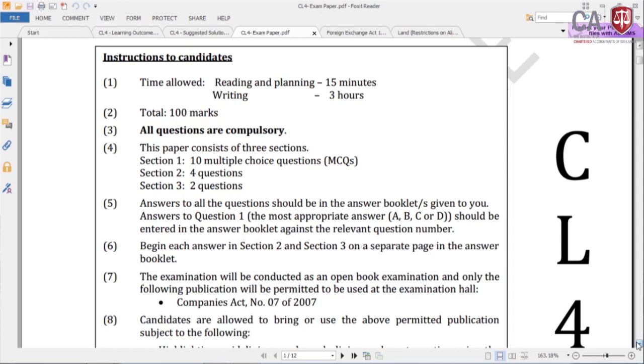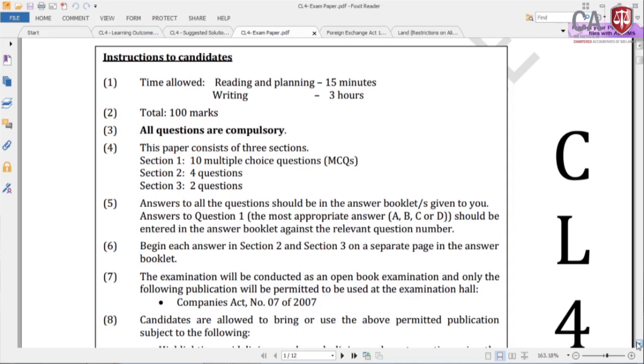The examination may be conducted as an open book examination, and only the following publication will be permitted to be used in the examination hall, which is the Companies Act No. 7 of 2007. So every student is expected to have a copy of the Companies Act 2007, and I believe that you can find it on the website, and also on any other website you can find the Companies Act No. 7 of 2007.